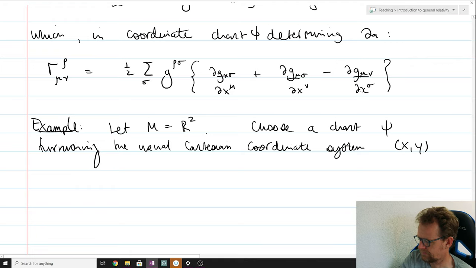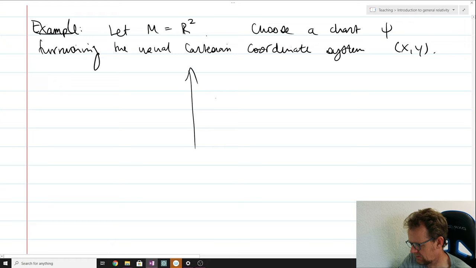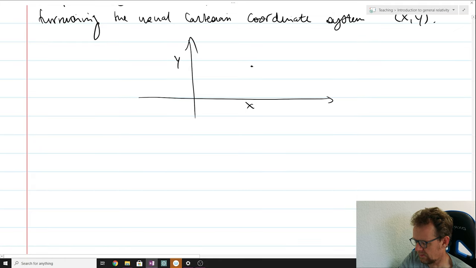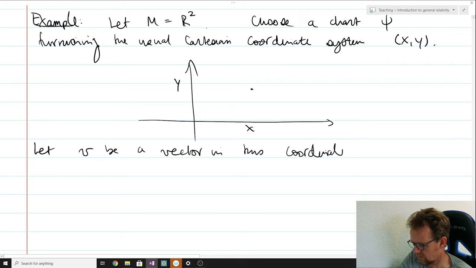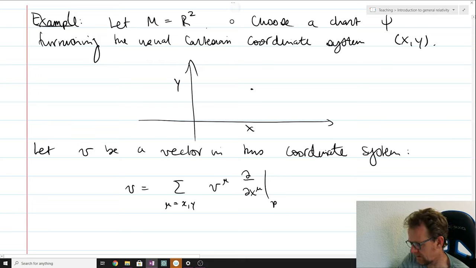With coordinates x, y. So this is just ordinary two-dimensional x, y coordinates, and we're in a coordinate chart where the chart covers the whole manifold M, and the coordinates are written x, y. So we're going to let V be a vector in this coordinate system. So V equals the sum as mu goes over x or y, V superscript mu, and then we need the basis vectors in this coordinate system, which are these partial derivative operators at the point P. There's V.